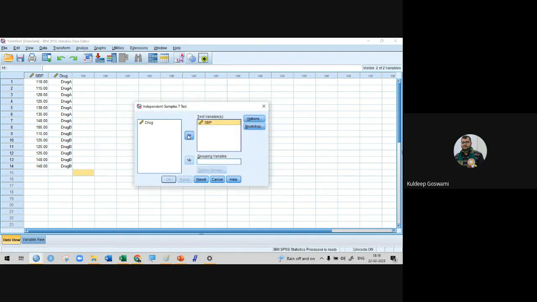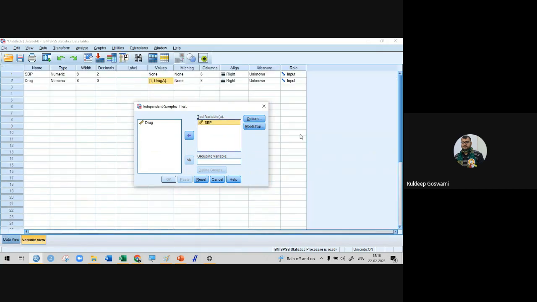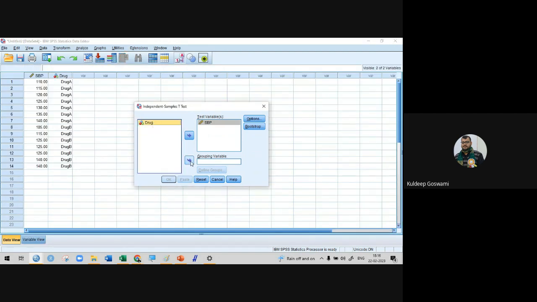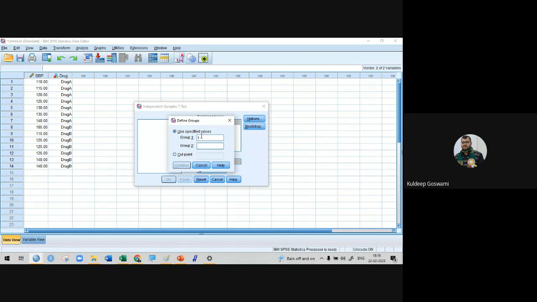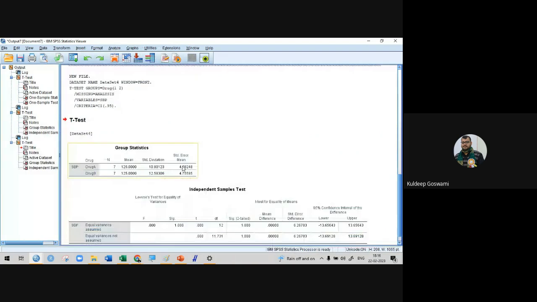SBP here, drug should be... measure should be nominal. Grouping variable 1, 2, then continue. Okay, and this will be the result.